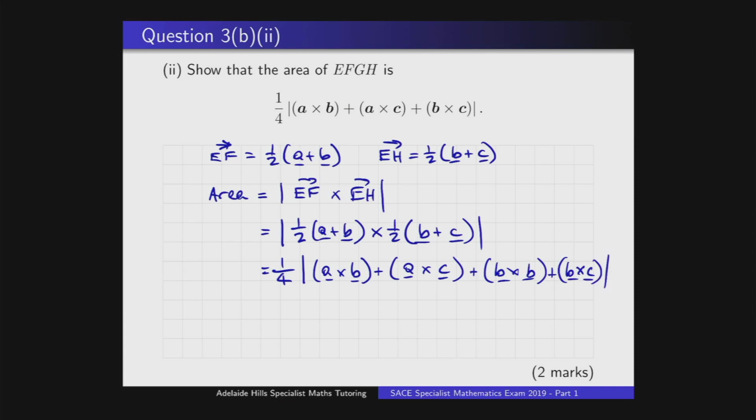Finally, B cross B is equal to 0, because whenever you take the cross product of a vector with itself, it always gives you 0, since they point in the same direction, and vectors that point in the same direction have a 0 cross product. So we're left with a quarter A cross B plus A cross C plus B cross C. That's what we needed to show. So that's all we needed to do for question 3.